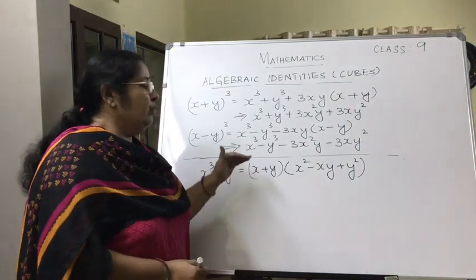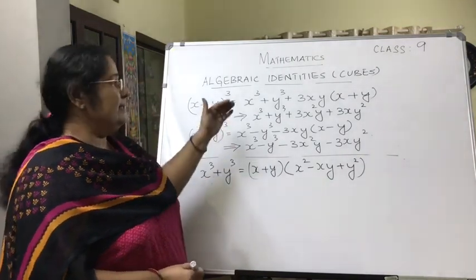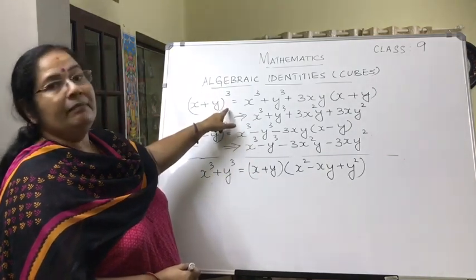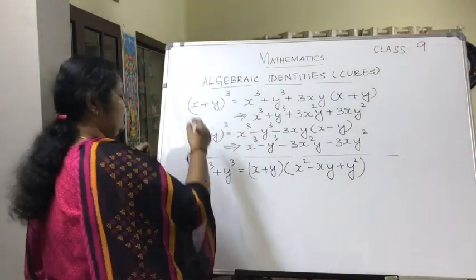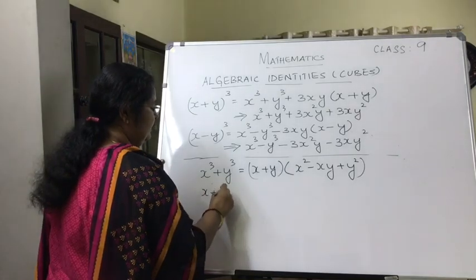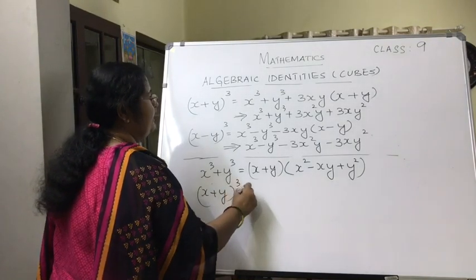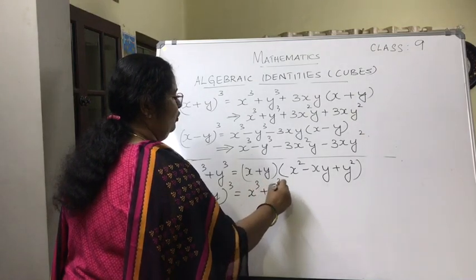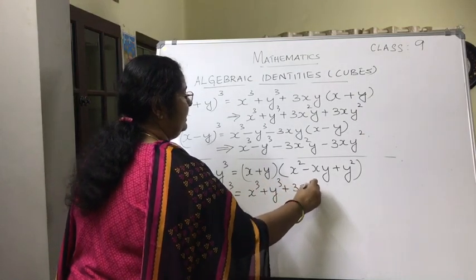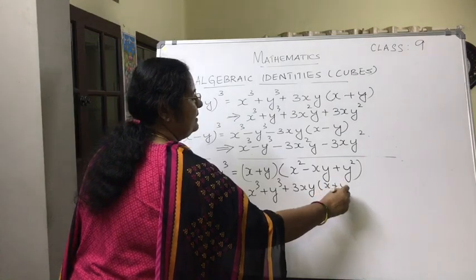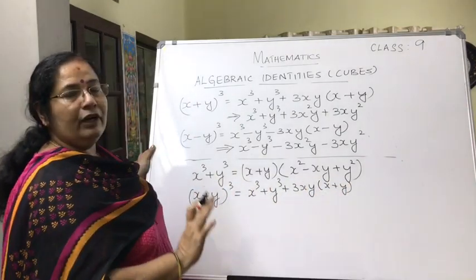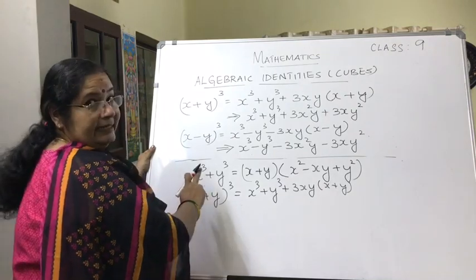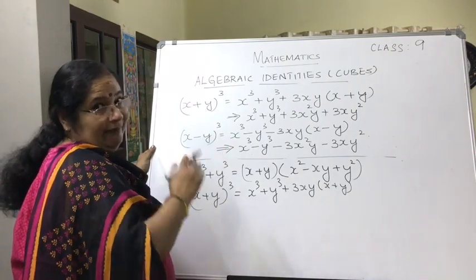Now, how are we going to get this identity? Let us try to come to this identity from that identity. So, what is that identity? x plus y the whole cube is equal to x cube plus y cube plus 3xy into x plus y. This is the identity for the cube. Now, what is our identity here? x cube plus y cube. So, you have to get that.